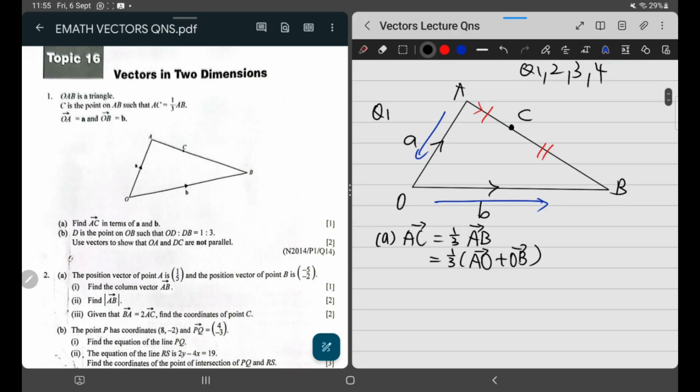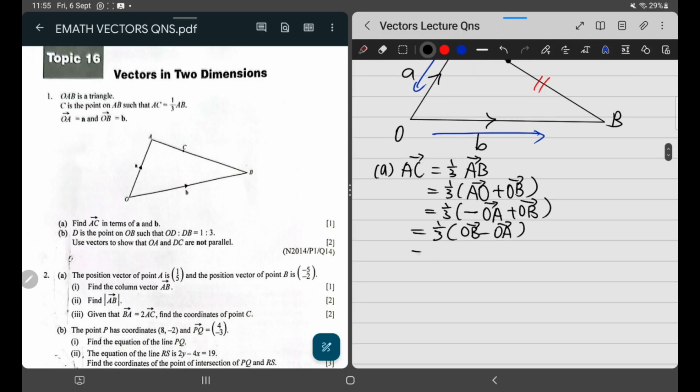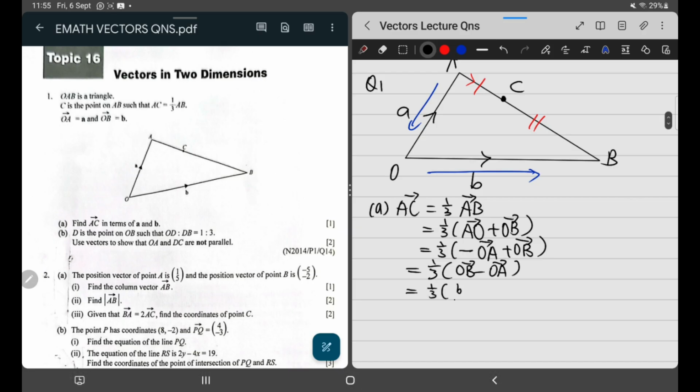And the question gives me OA, they never give me AO. So what must I do? I have to flip it. So I flip AO to become negative OA plus OB, which then becomes my subtraction of vectors. Therefore, the answer is equal to 1/3 of OB minus OA. OB is B, OA is A. So it's 1/3 bracket B minus A. And this is the answer for part A.